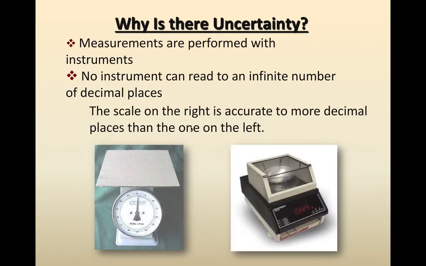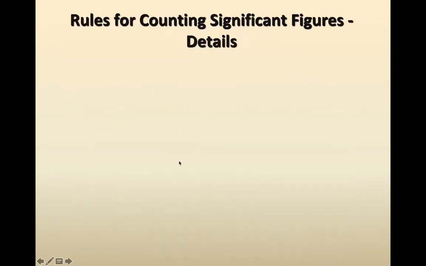For example, here are 2 scales. The one on the right is going to be way more accurate, to more decimal places, than the one on the left. So we're going to have different numbers of sig figs coming from each measurement device.